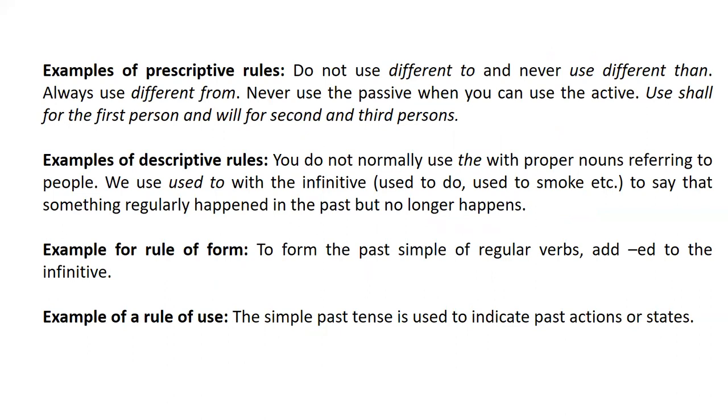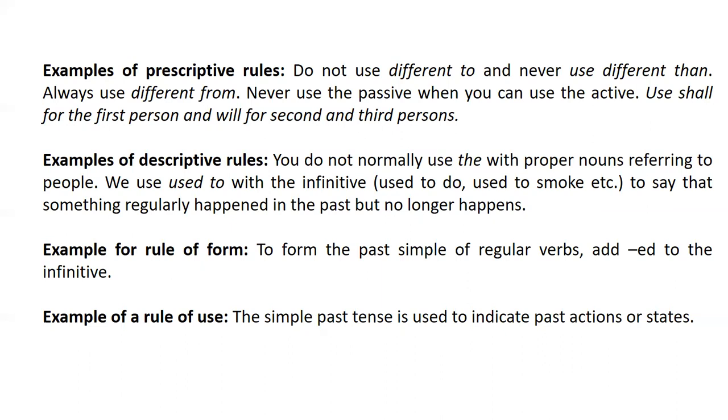For prescriptive rules, you are prescribed to do that, just like subject-verb agreement, you need to do it because if you don't, you are wrong. An example here is: do not use different to or different than. For example, you should not use different to or different than. You always need to use different from, as in the difference from me and you. You should not use different to because that is wrong.